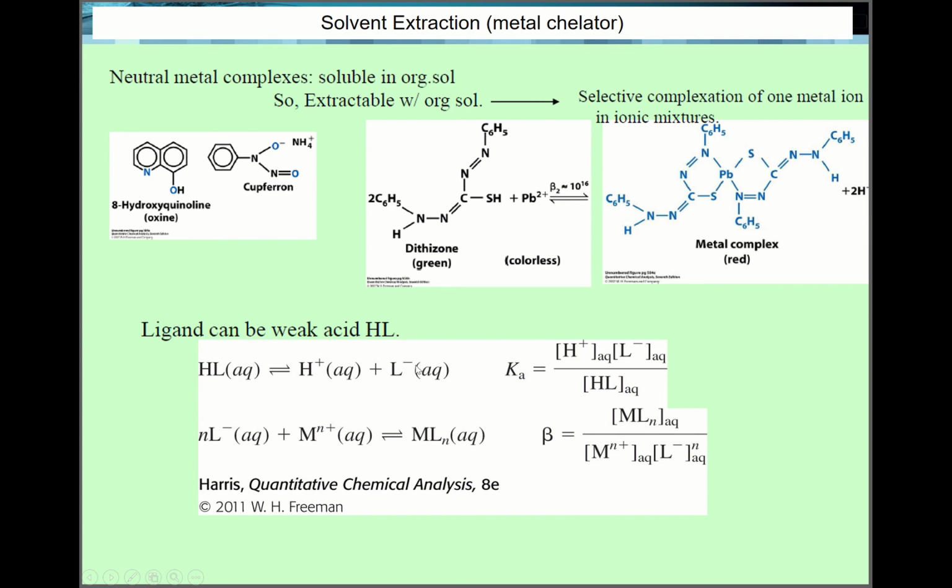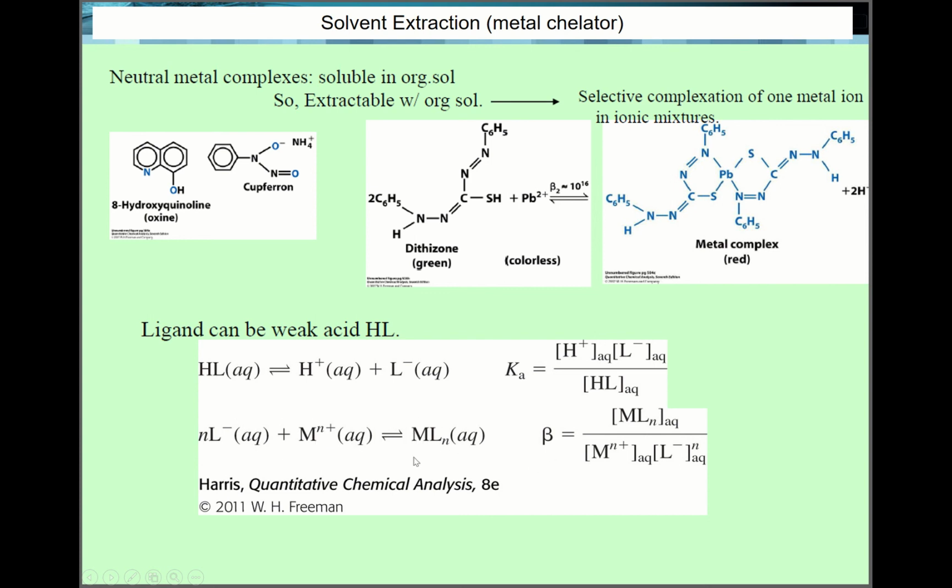Since the ligand in many cases is a weak acid, we can write this ligand dissociation. It dissociates one proton, and then we write the equilibrium constant, the dissociation constant for this ligand, which is given by this one. It applies only in aqueous solution. And the ligand may form a complex with one metal ion, this one, MLn.